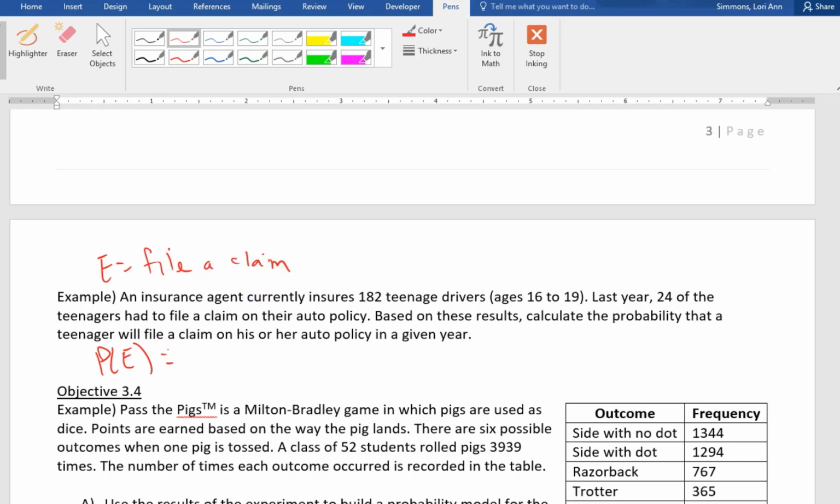What's the frequency of filing a claim? 24. And the number of trials of the experiment, 182. So we do approximately equal to 0.132.